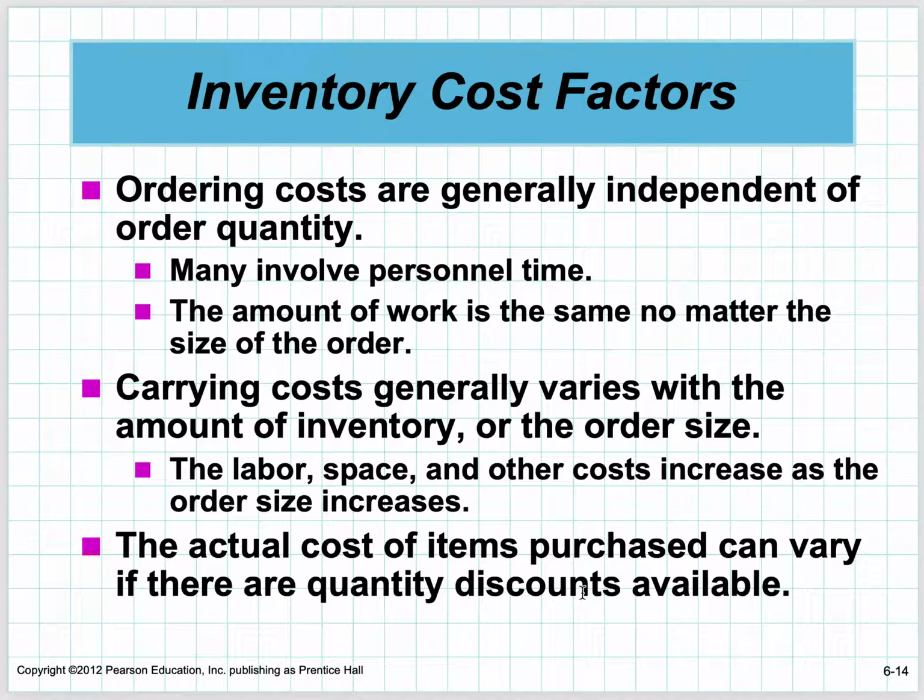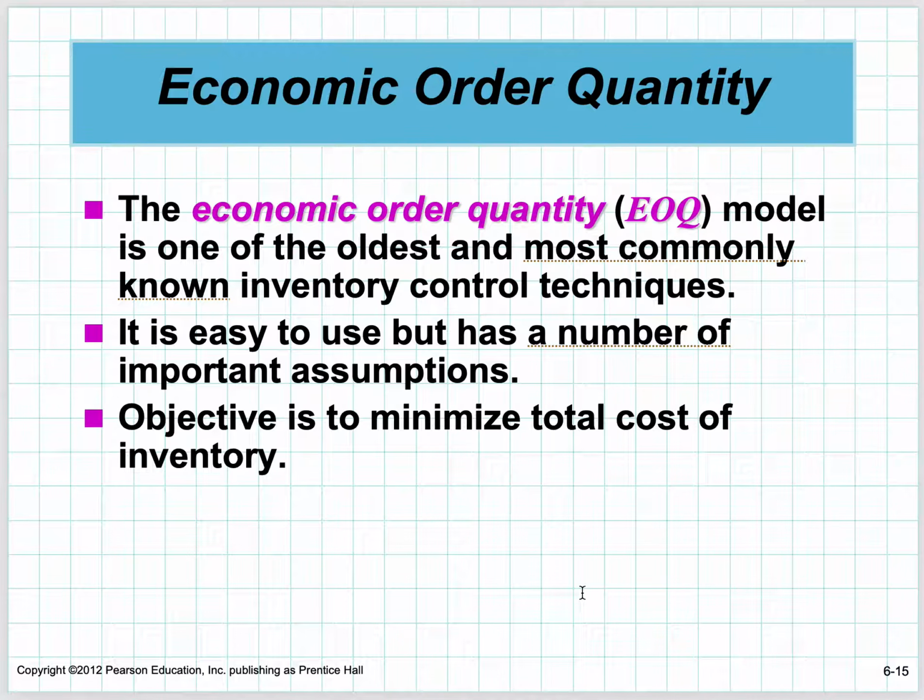Or what a lot of companies do is take the cost of the product and assign a fixed percentage, like 5 or 10 or 15 or 25% of the cost of the material or finished good, and make that the holding cost for a year. So both practices are used, and you'll see that in later examples. The actual cost of the items can vary if there are quantity discounts available.